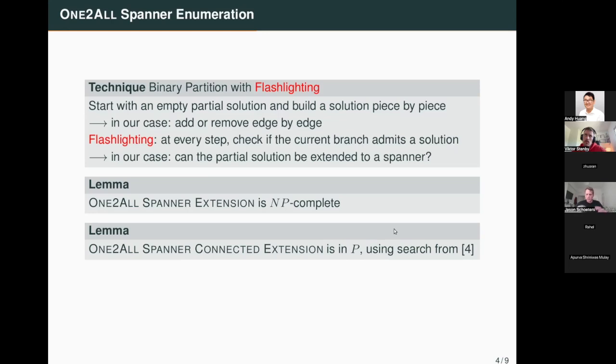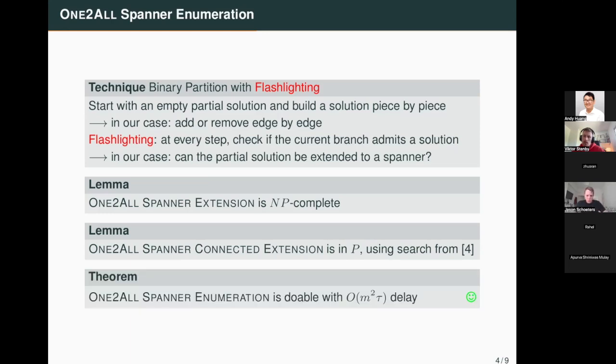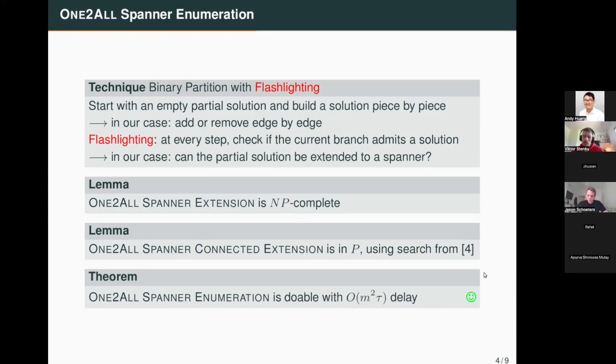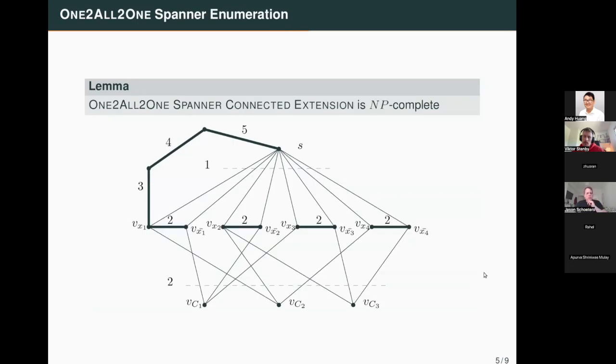And this basically what it does, what we've shown is that you can sort of contract your partial solution into somewhat of a super vertex and then check if it can still reach everyone, which is efficiently doable. So what we then do is just plug that into the binary partition, and that's how, when we analyze the structure, obtain our polynomial delay. So we're happy with that. That's a good result. Next, we consider the one-to-all-to-one connectivity.